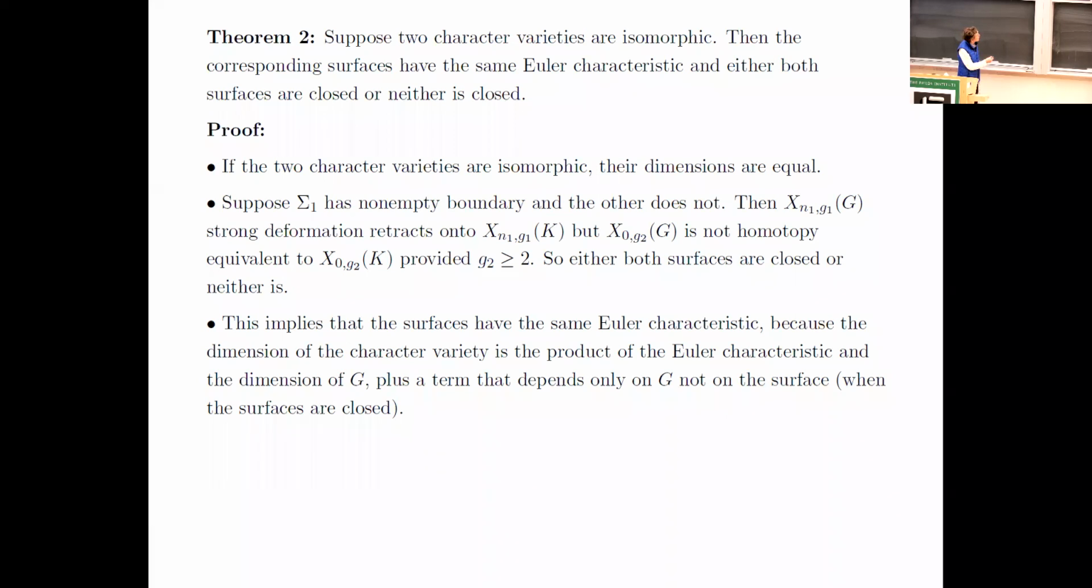This is a fairly technical argument involving, here I am talking about the case where you have a reductive group G, which is the complexification of a compact group K. And so there is a way to show that in that case, you can't have one with a boundary and the other without.